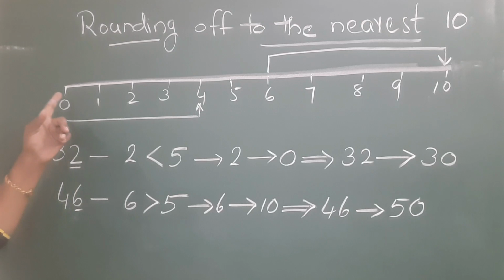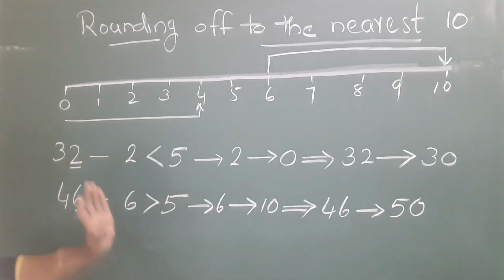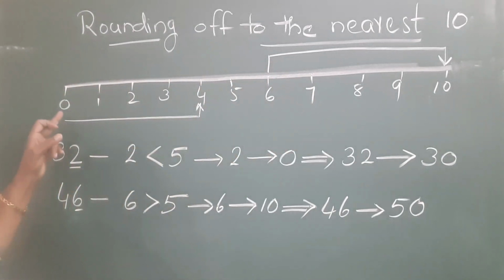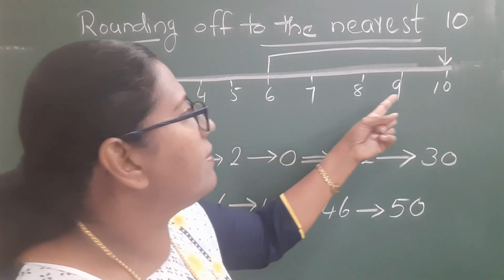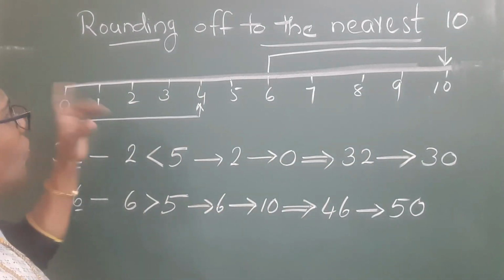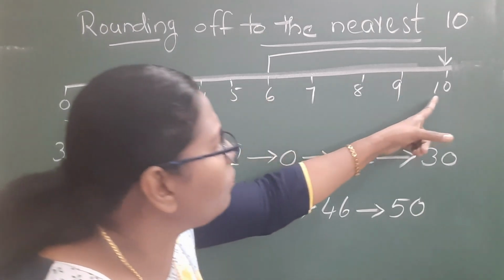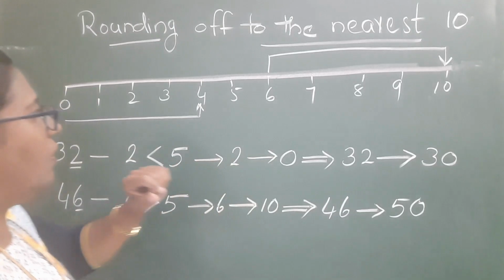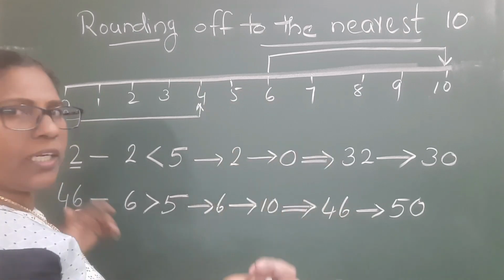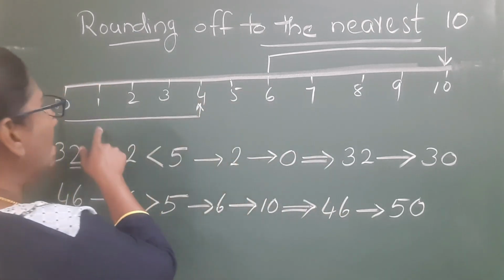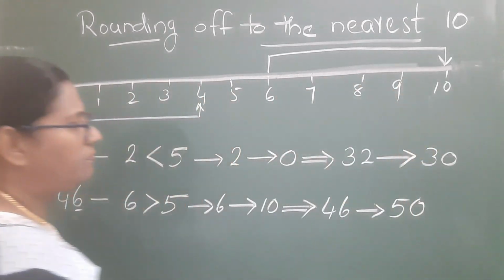Once again, we are going to learn today rounding off to the nearest 10. For that we have a scale here. 0 to 10 I have marked: 0, 1, 2, 3, 4, 5, 6, 7, 8, 9 and 10. 0 to 4, whatever is there, will round off to 0. From 6 to 10, whatever is there, round off to 10. Then between 4 and 6 there is 5. You may think, what about 5? This 5 is equidistant to 0 and 10. So 5 round off to 10.